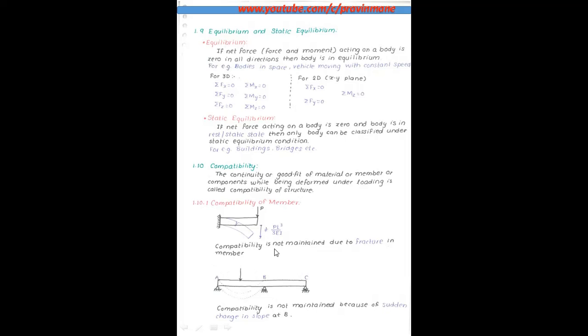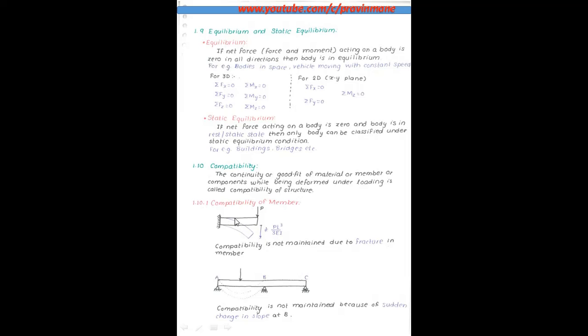Here fracture happens in this. So compatibility is not maintained. Here compatibility is not maintained because of sudden change in slope at B. So what is compatibility? Compatibility means continuity or good fit of material or member or component while being deformed under loading. Means member does not crack. If it cracks, then compatibility is not maintained. If member doesn't crack while deforming, it will be compatibility.